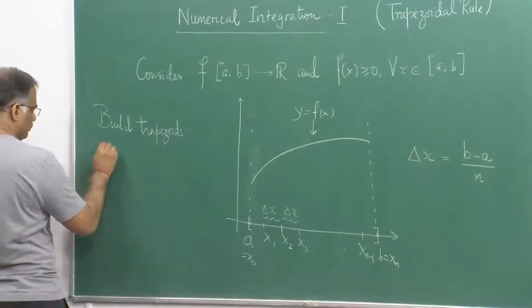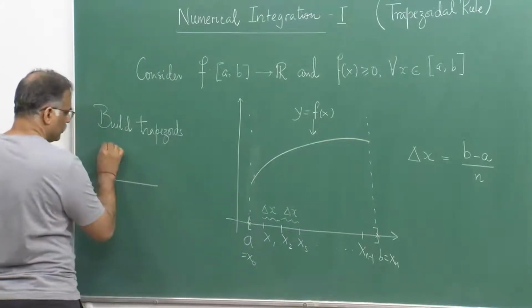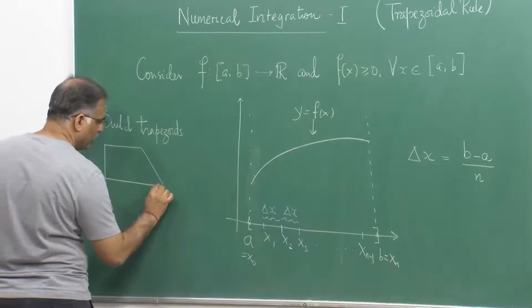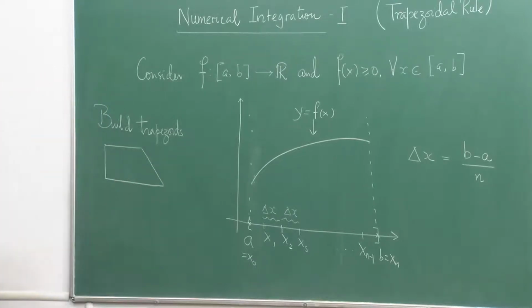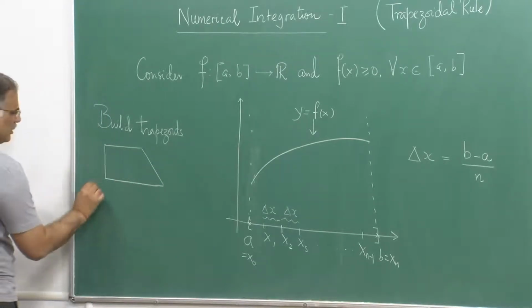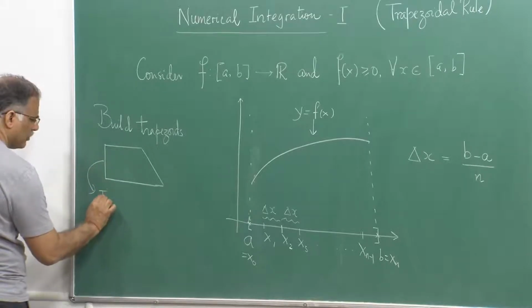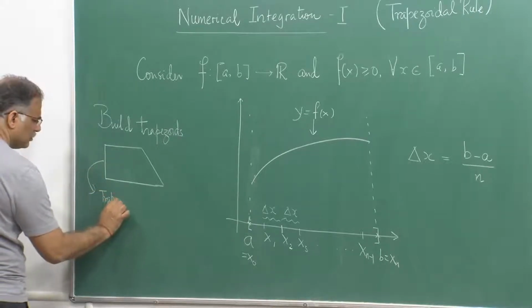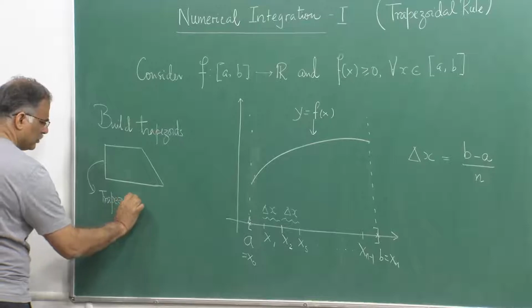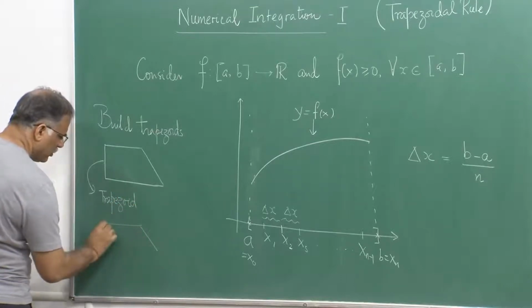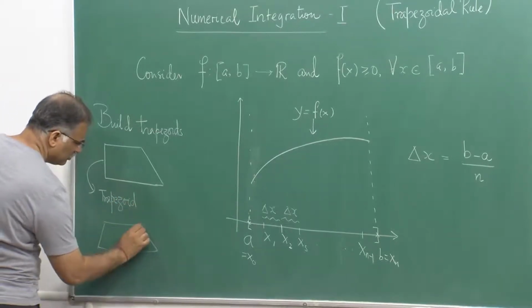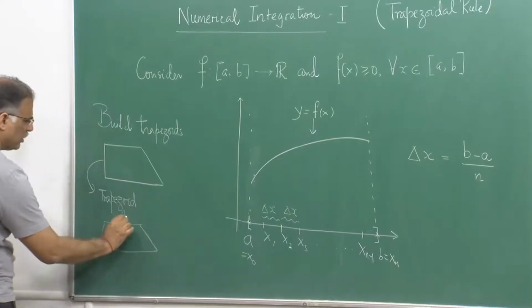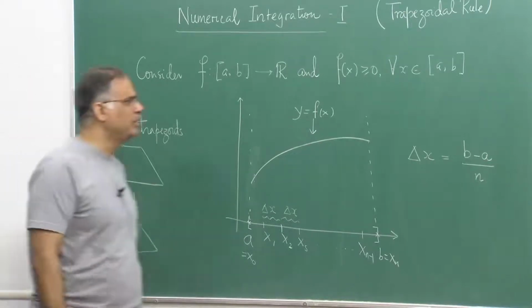For example, this is a trapezoid, but not a parallelogram. So, this is an example of a trapezoid. This is an example of a trapezoid. Okay, these are trapezoids. So, let us see what we do here.